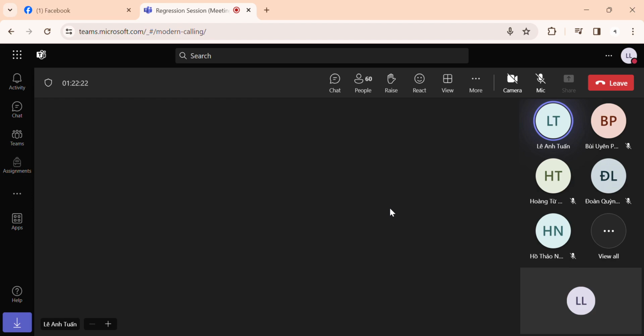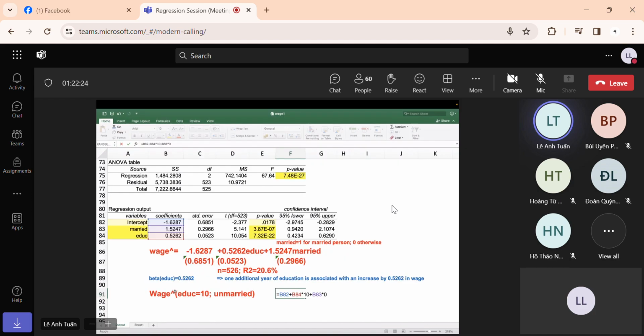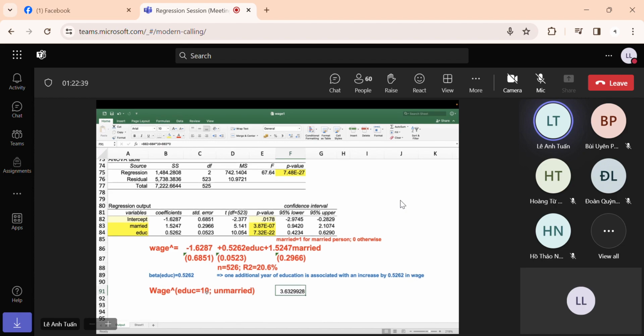Otherwise, that means unmarried people, right? And here I would like to calculate for the unmarried, so I have 0 here. The coefficient on the marriage is multiplied by 0. Okay, this is the wage for the unmarried people with the education level equal to 10.